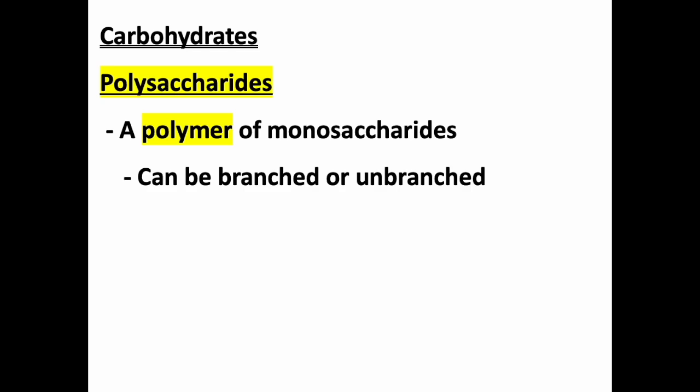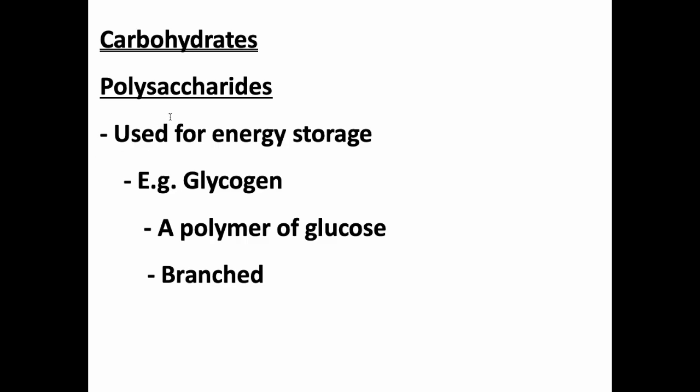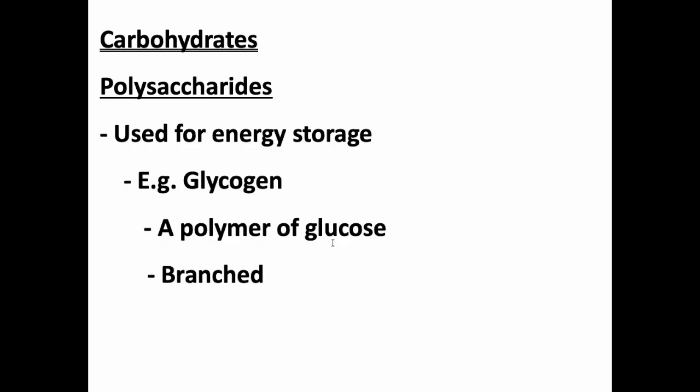And the question arises, what are they used for? Well, these things are too big to really be transported throughout an organism. So polysaccharides are mostly used for energy storage. So polysaccharides can be used for energy storage. A great example of this in the animal body is something called glycogen, which is what we've been looking at here, labeled up here, glycogen. Glycogen is a polymer of glucose, and it is branched.